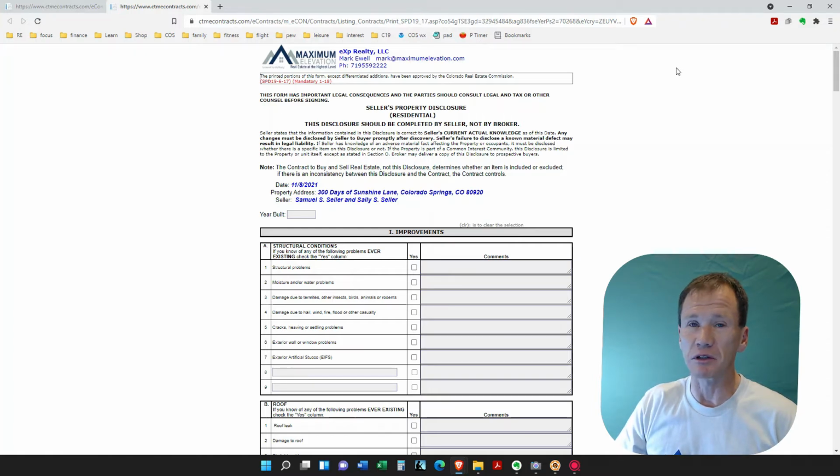So starting with the year built, if you're working with me, I look this up in the county records and I'll fill that in and save it. So the year built should be filled in for you if you've received this from me. If you're working with the Maximum Elevation team, if your agent didn't fill it out, you need to know the exact answer. You can find this on county records. So look at your assessor's website, get your county records, pull up your exact date, or ask your agent to pull that for you. But that year built does need to be exact.